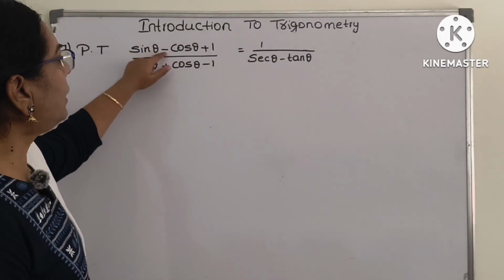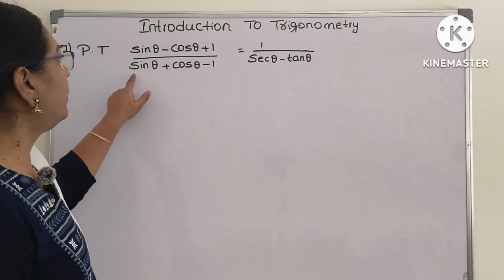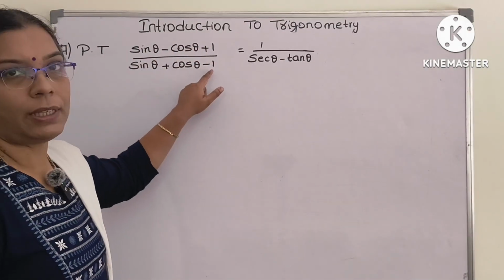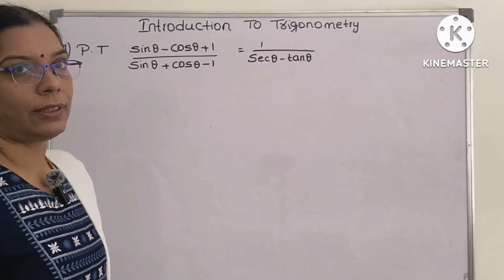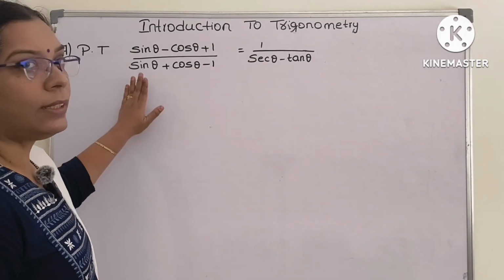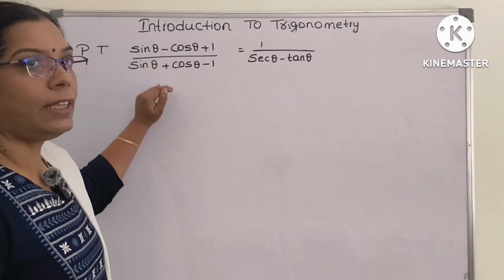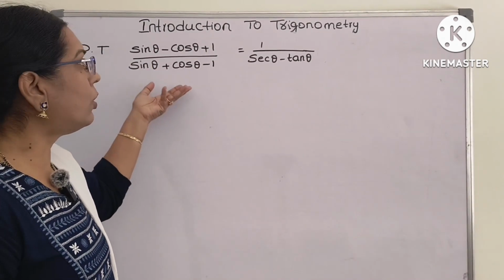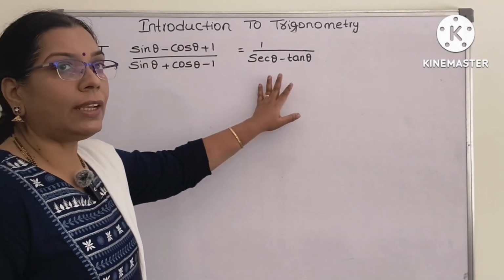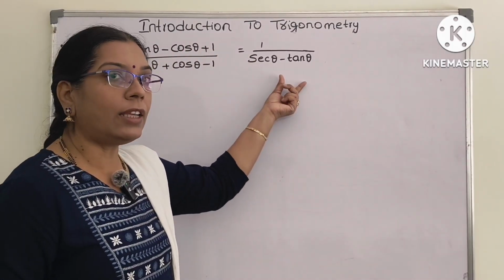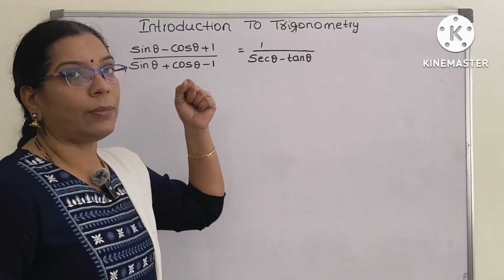The next sum, children. Prove that sin theta minus cos theta plus 1 by sin theta plus cos theta minus 1 is equal to 1 by secant theta minus tan theta. Now, let us look at the LHS. LHS is already in sines and cos. It is simple, so we cannot further simplify it. Now, see the RHS. It contains secant theta minus tan theta.